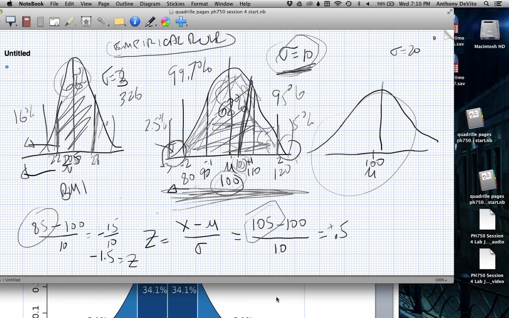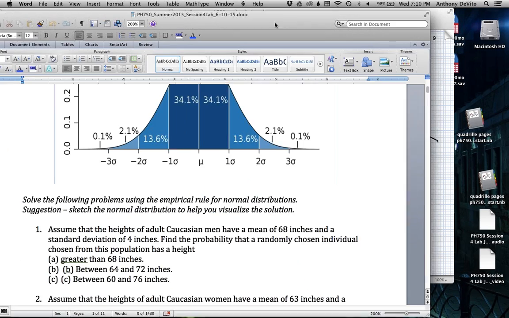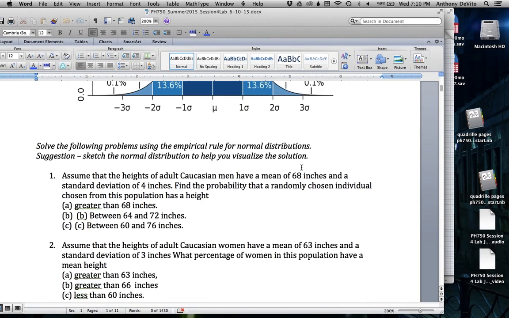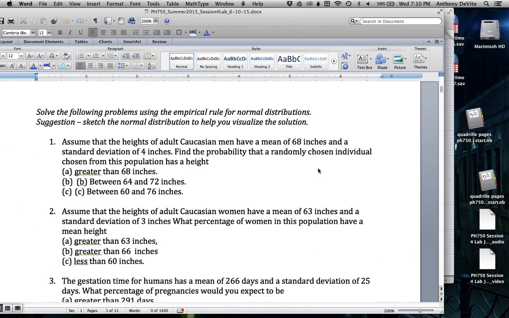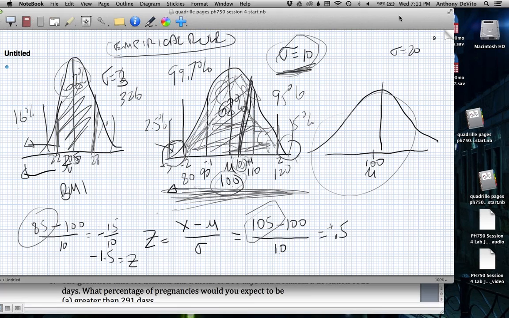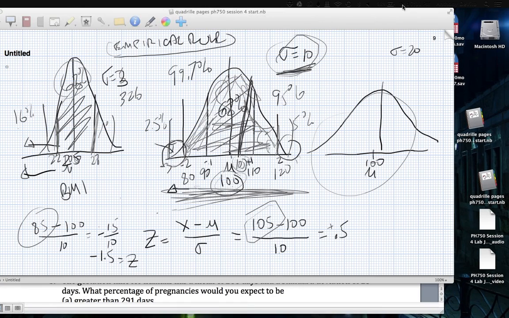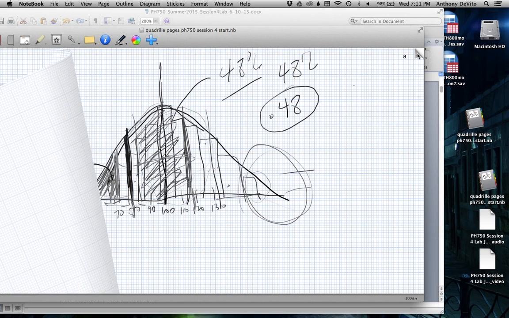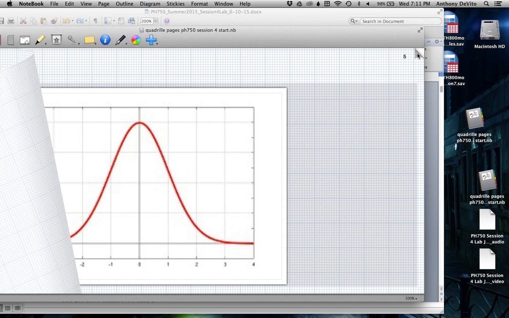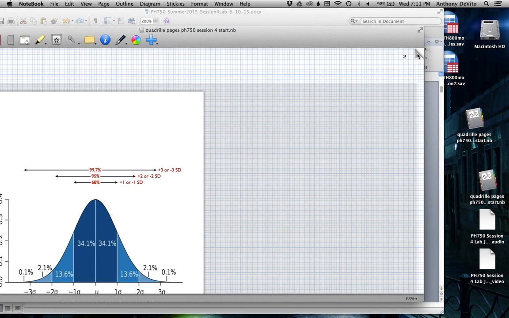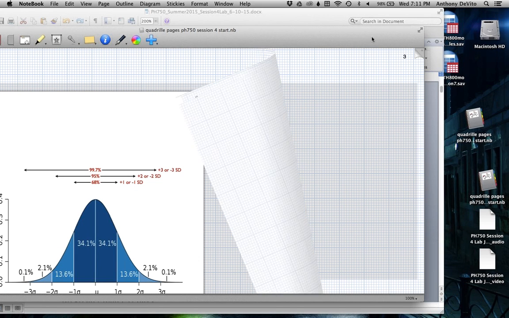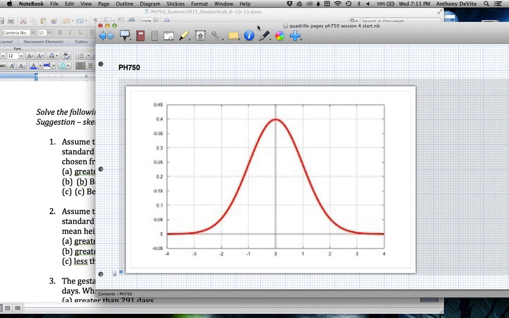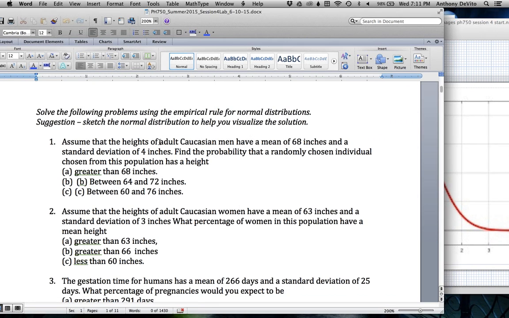Okay, so now let's go back and take a look at our empirical rule. Let's give this a little bit of a workout here. Now, I like to always draw the distribution out because it makes it less likely that I'm going to make a mistake, and it makes the whole thing a little bit more intuitive. We just went over that. So I have a blank version of this here. So let me see what I can get here.